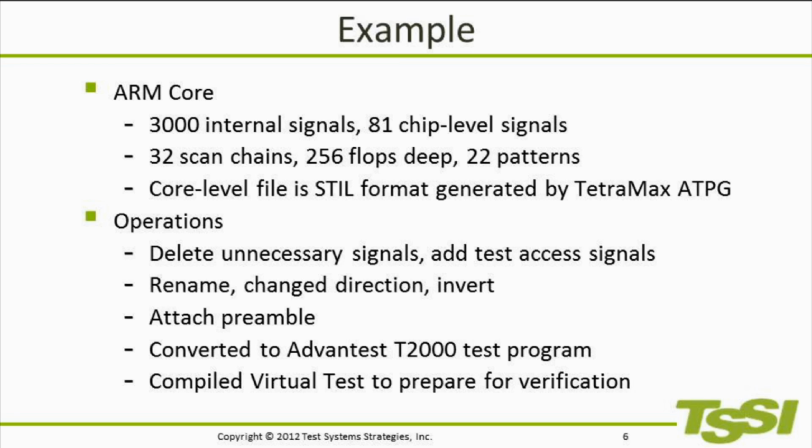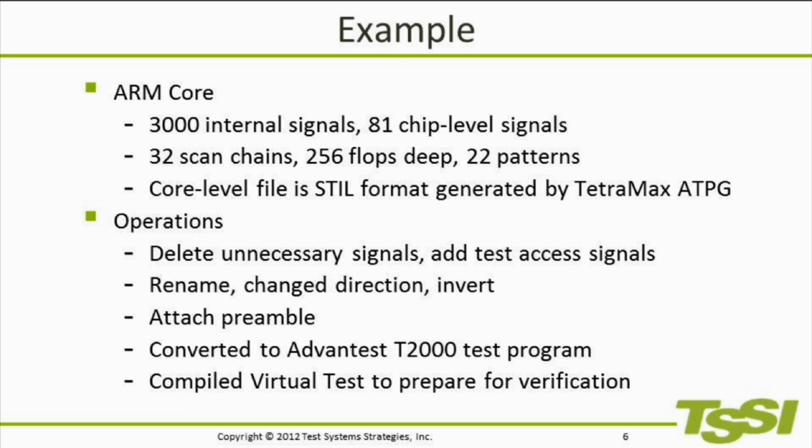This includes deleting signals that don't go to the chip level and adding some signals to support test access of the core. Signals will need to be renamed to match chip level. Some need to be changed to bidirectional, and a couple need to be inverted. A preamble is created and added to the front of the test file.